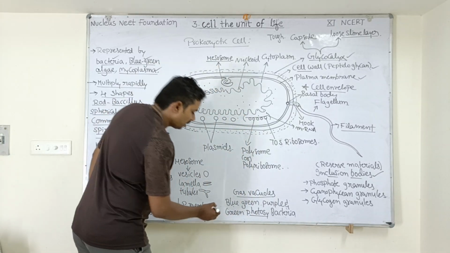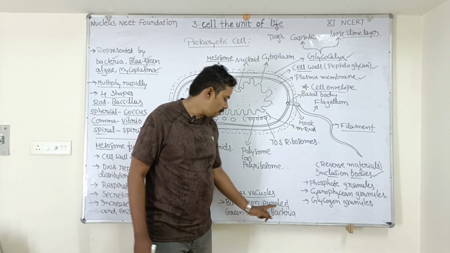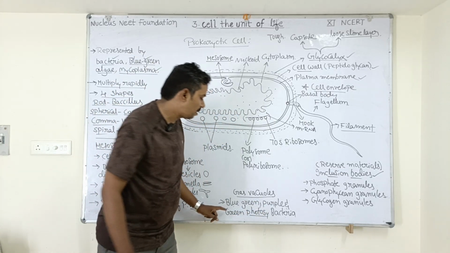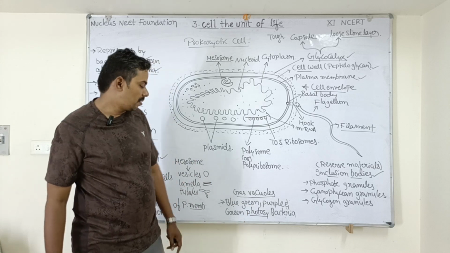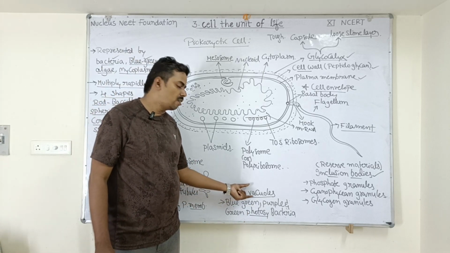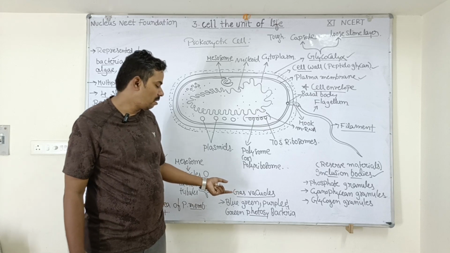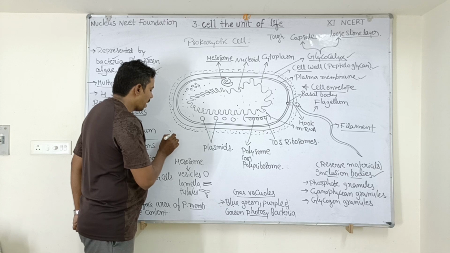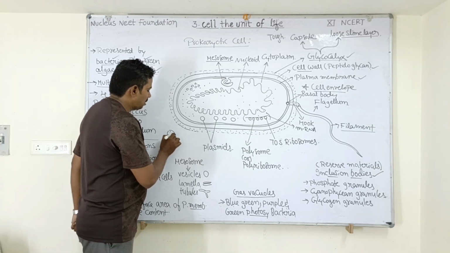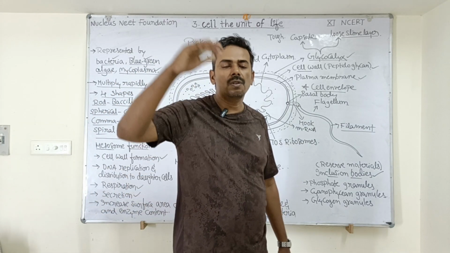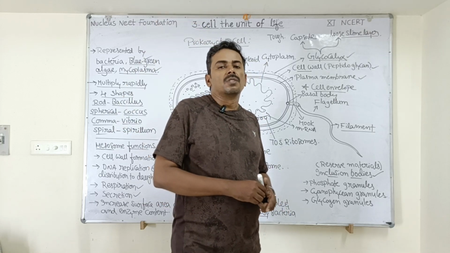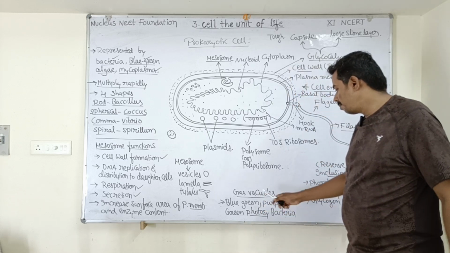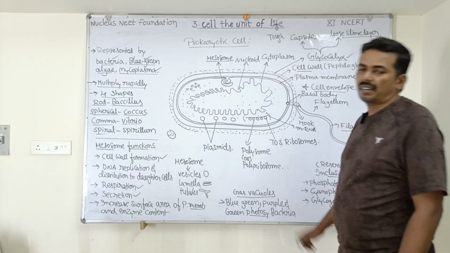In certain photosynthetic bacteria, the blue-green and purple and green photosynthetic bacteria, we can see gas vacuoles. Gas vacuoles are non-membrane bound vacuoles. These gas vacuoles are not covered by any membrane, but they have some gas inside. Because of this gas, the bacteria are able to float on the water surface. So gas vacuoles are present in which bacteria? Blue-green, purple and green photosynthetic bacteria.